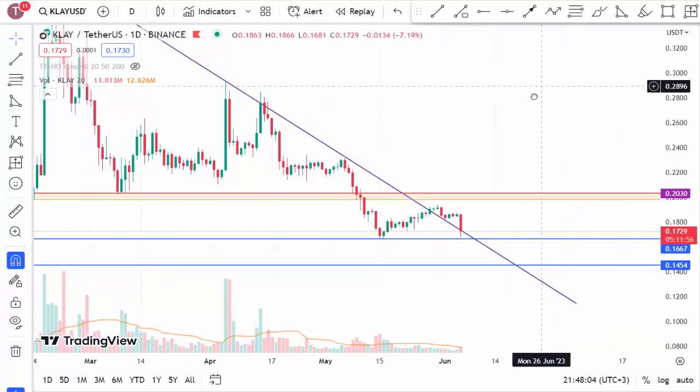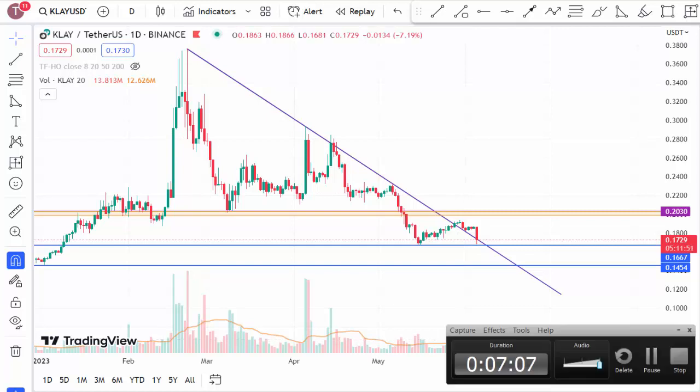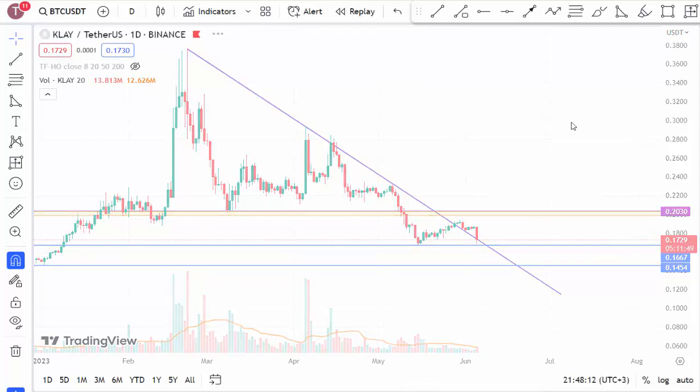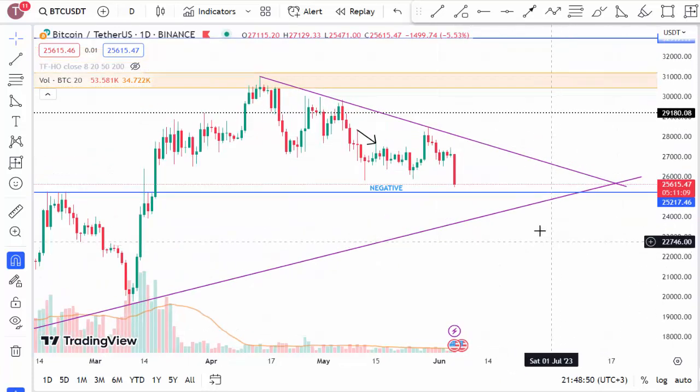When we see positive divergence, we will share our video with you and we can say that it may present a buying opportunity. After closing our RSI indicator, let's briefly discuss why these cryptocurrencies are falling.